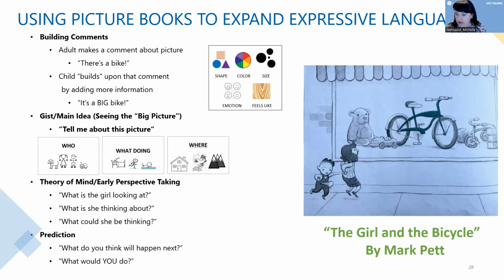And if the child doesn't automatically build on what I say, then I'll hold my little cue card up. So I'll say, oh, look, there's a bike. And then I might point to a color. And I could say, you could tell me what color it is. And then they might say green bike. And I'll say, yes, it is. That's a really fast green bike.